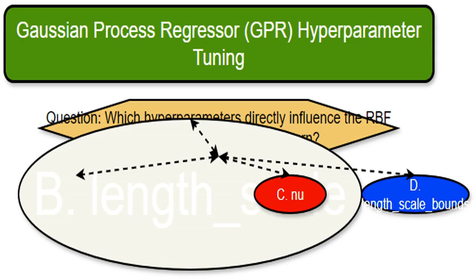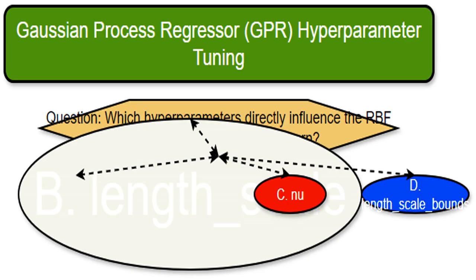I see this hyperparameter, lengthscale, as the heart of the radial basis function, RBF, kernel. It directly controls how far the influence of each data point reaches. Think of it like this. A small lengthscale means each data point only affects its immediate neighbors, resulting in a wiggly function. A large lengthscale, on the other hand, creates a smoother, more globally influenced function because each data point's impact extends further.